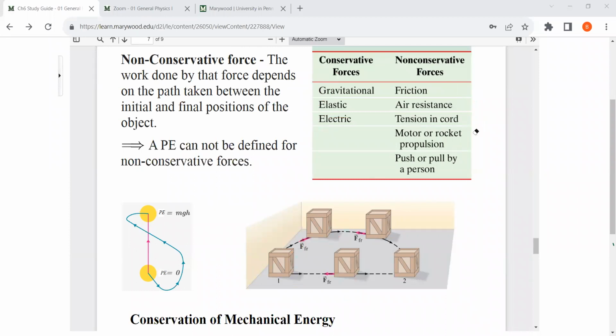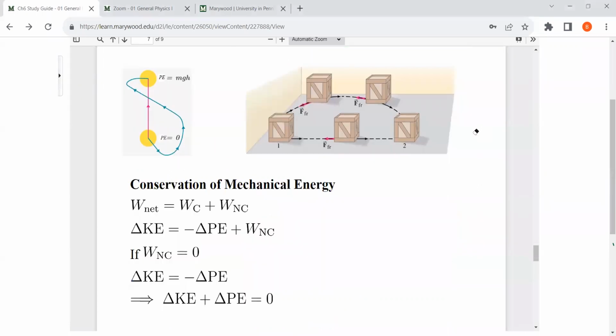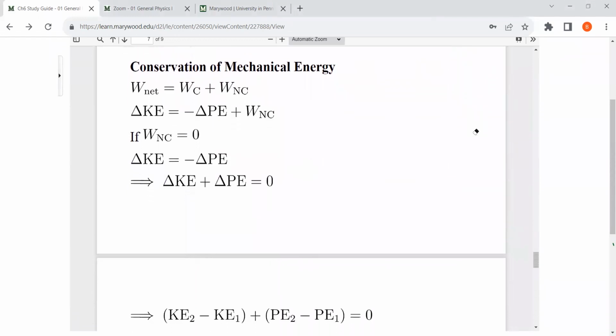Now, next thing we are going to understand is the conservation of mechanical energy, and then conservation of energy and power. So I'm not going to derive the conservation of mechanical energy here. I derived it. Those who are interested, please go through it. If you have question, let me know. And the same thing for conservation of energy.